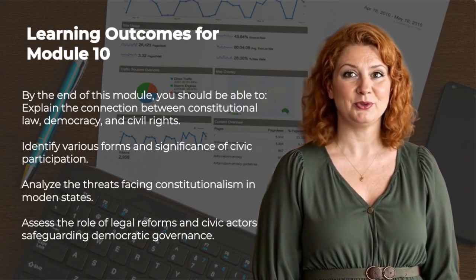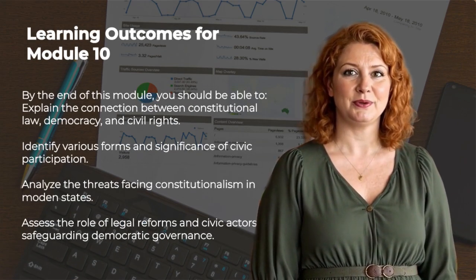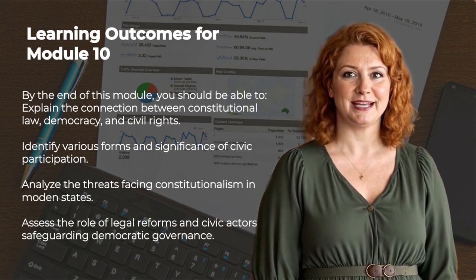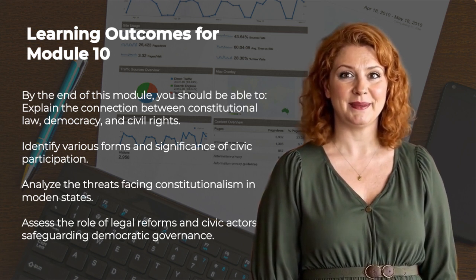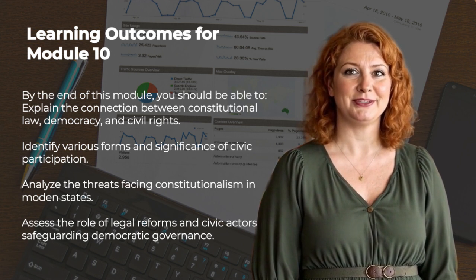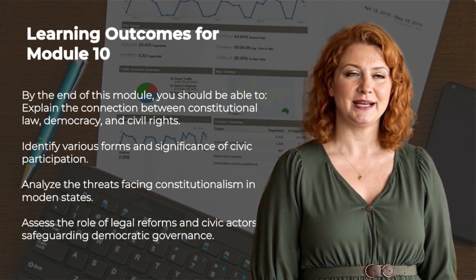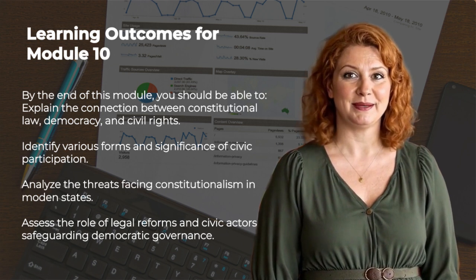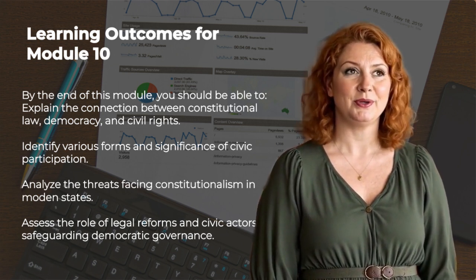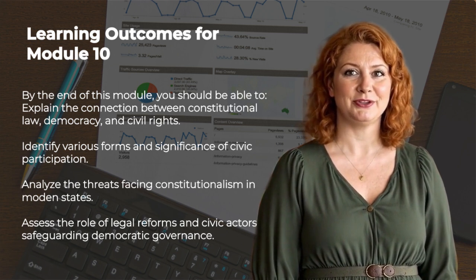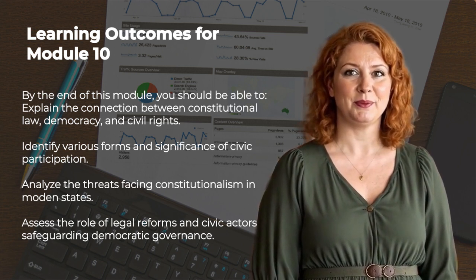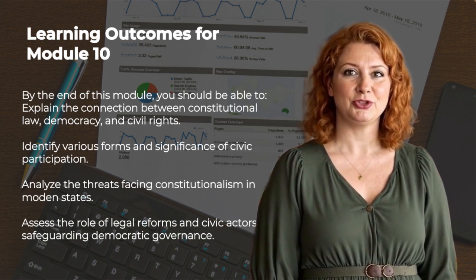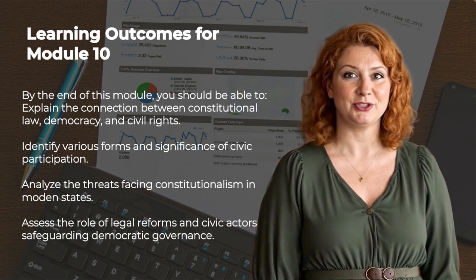Learning outcomes for Module 10. By the end of this module, you should be able to explain the connection between constitutional law, democracy, and civil rights. Identify various forms and significance of civic participation. Analyze the threats facing constitutionalism in modern states. Assess the role of legal reforms and civic actors in safeguarding democratic governance. Explore emerging and future trends in rights protection globally. Propose measures to strengthen constitutional democracy in their local and national contexts.